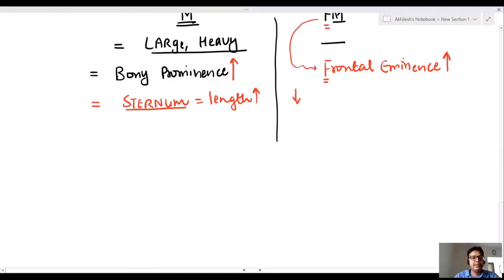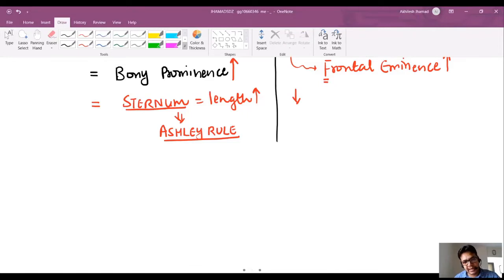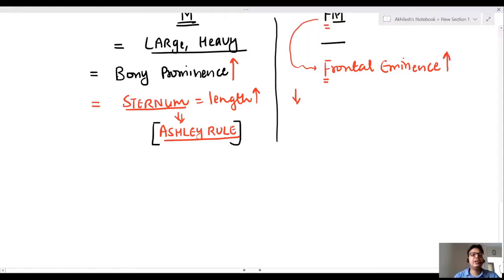Sternum length is more in male, less in female. And doctor, this is a very important MCQ. This is known as Ashley rule. So sometimes you can get a question: Ashley rule is related with which bone? The answer will be sternum. Sternum length is more in male, and sternum length is less in female.